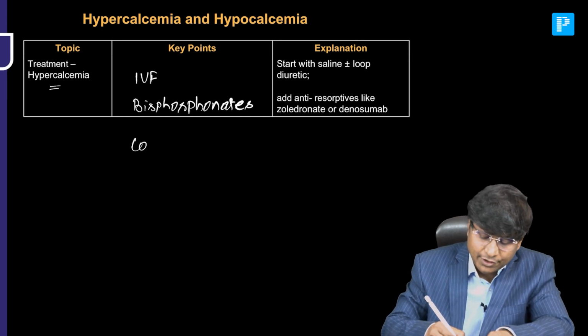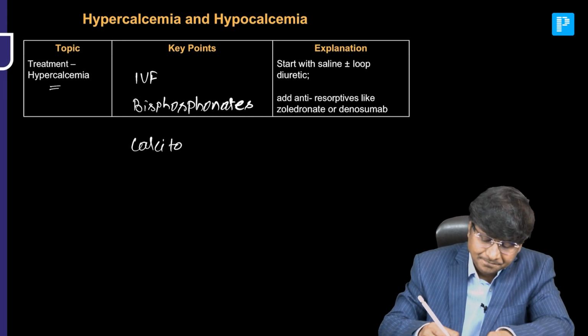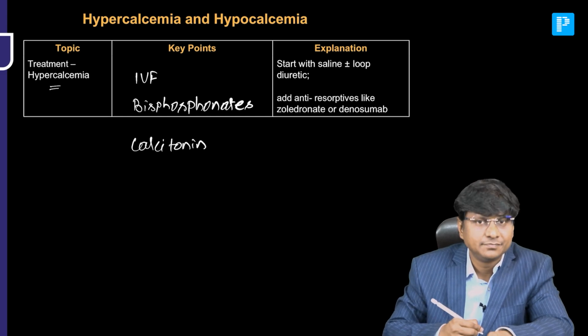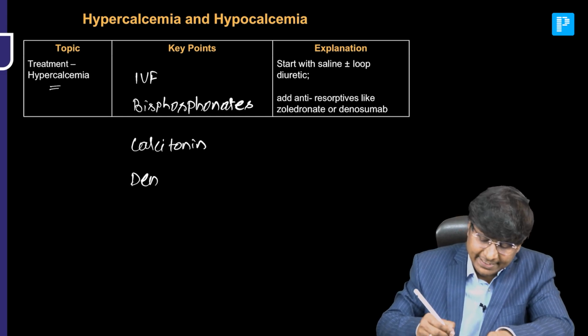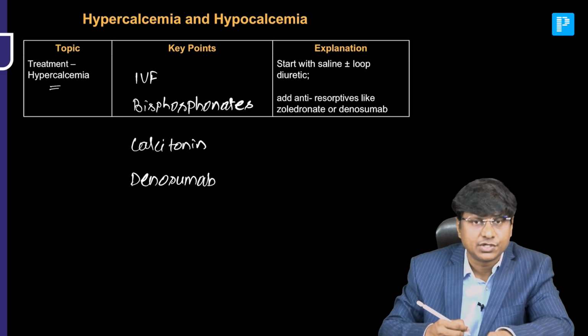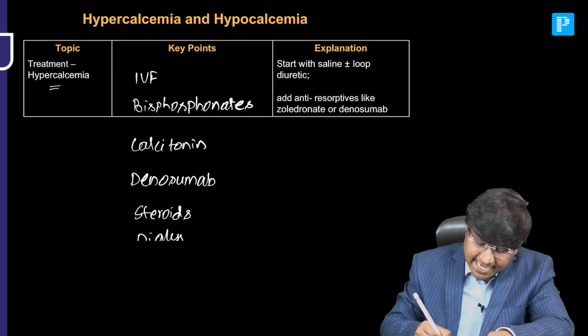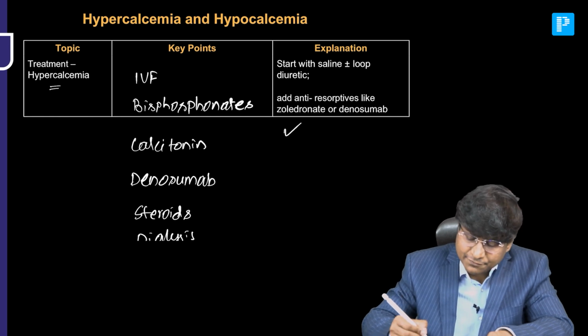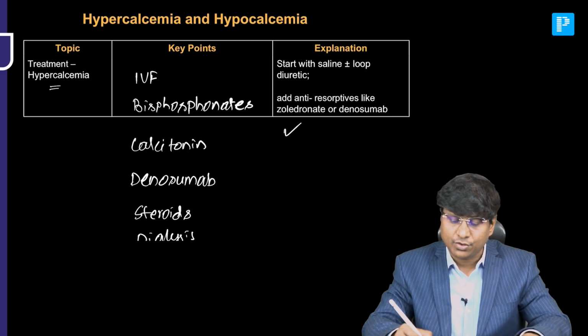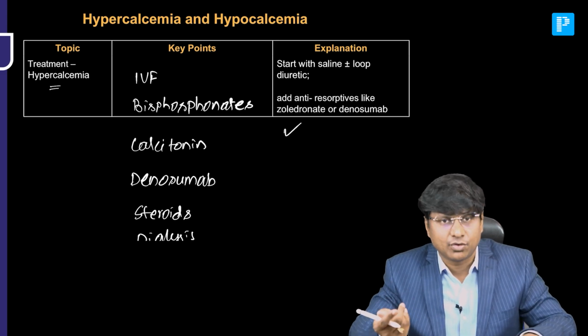Then we have many other molecules like calcitonin nasal spray. This will reduce the calcium. Then we have denosumab, which is a monoclonal antibody that will reduce the osteoclastic activity. Then next is steroids, and in refractory cases you need to do dialysis. Among the bisphosphonates, what we have is zoledronic acid, or you have ibandronate.